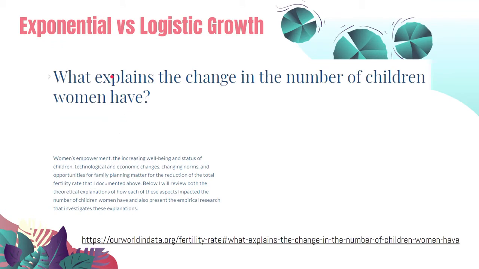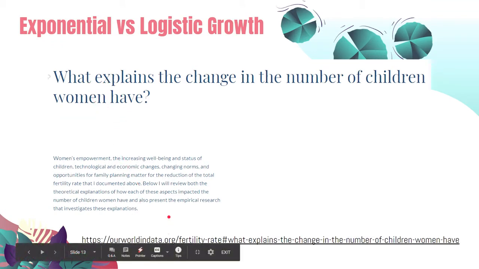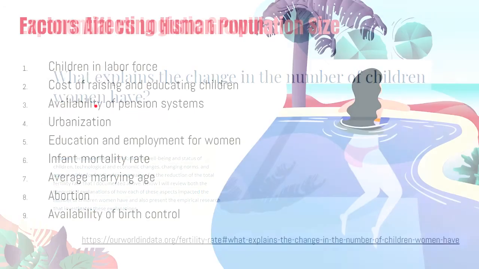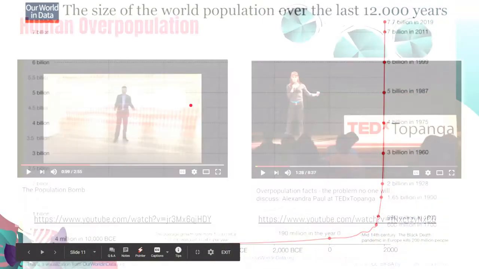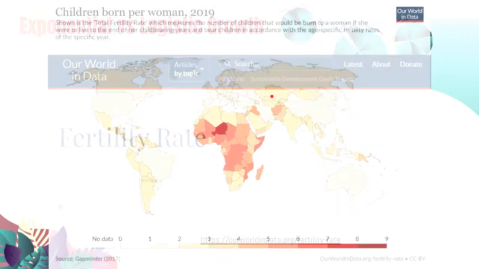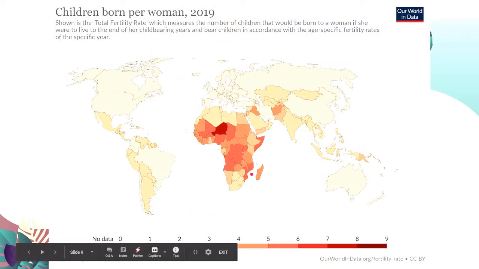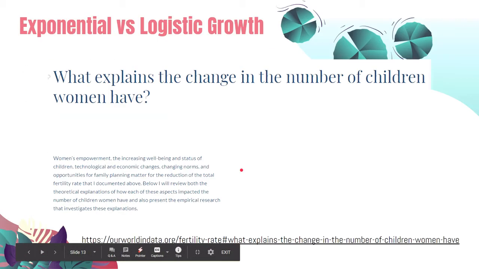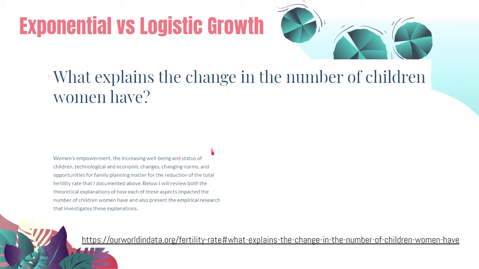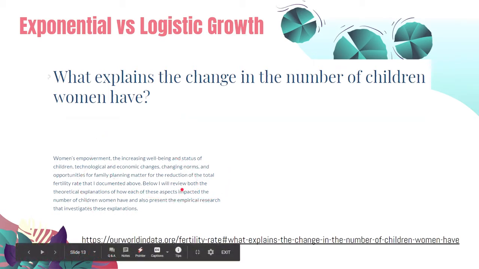I recommend that you still visit Our World in Data, specifically fertility rate. One of the sections there is what explains the change in the number of children women have. What explains all of this, and why is it different in every country in the world? Please visit that article. Very self-explanatory, very easy to understand, very rich in information. I'll provide the link in the description below.